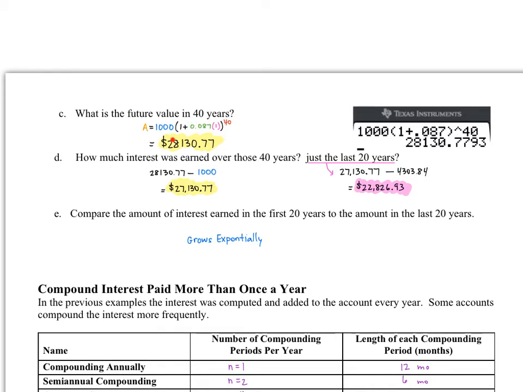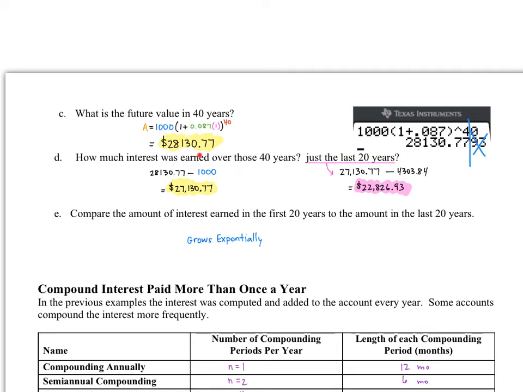So now all I'm going to do is P times (1 plus R) to the T, where T is 40 this time. So we throw it in, and again, notice I am not looking past my second decimal place. I'm not rounding that up to 78 cents. We're cutting it off at 77, okay? All right, so how much interest was earned over those 40 years?